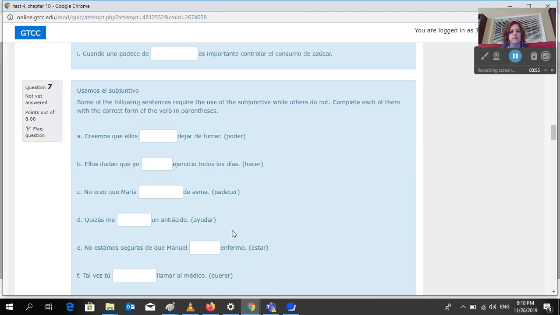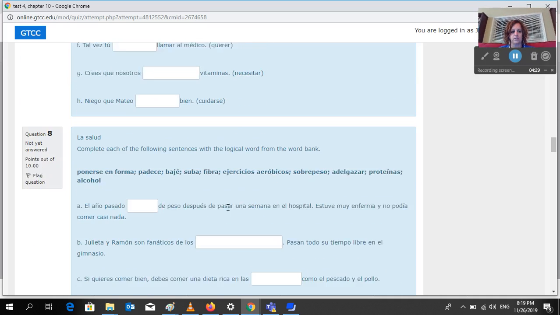Usamos el subjuntivo. Some of the following sentences require the use of the subjunctive while others do not. Complete each of them with the correct form of the verb in parentheses. So you've gone over which phrases. Remember, doubt and uncertainty signal the subjunctive, and certainty is still the indicative, the way that we conjugated verbs back when you first started conjugating. So you've got to decide, is there doubt in these sentences? If so, then you take the verb in parentheses and put it in the subjunctive form. If there's no doubt, then you leave it, you conjugate it into the present tense.